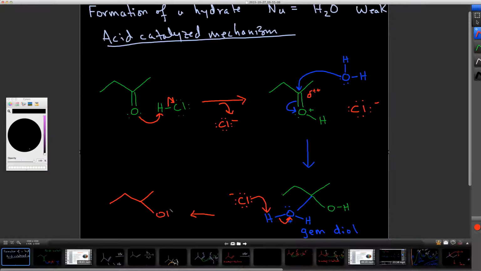Now I have the expected gem diol. So this is the formation of a hydrate. And of course, at the very end, HCl is regenerated. So the HCl is catalytic, whereas the H2O is a bona fide reagent. Notice that the H from HCl is incorporated into the molecule.